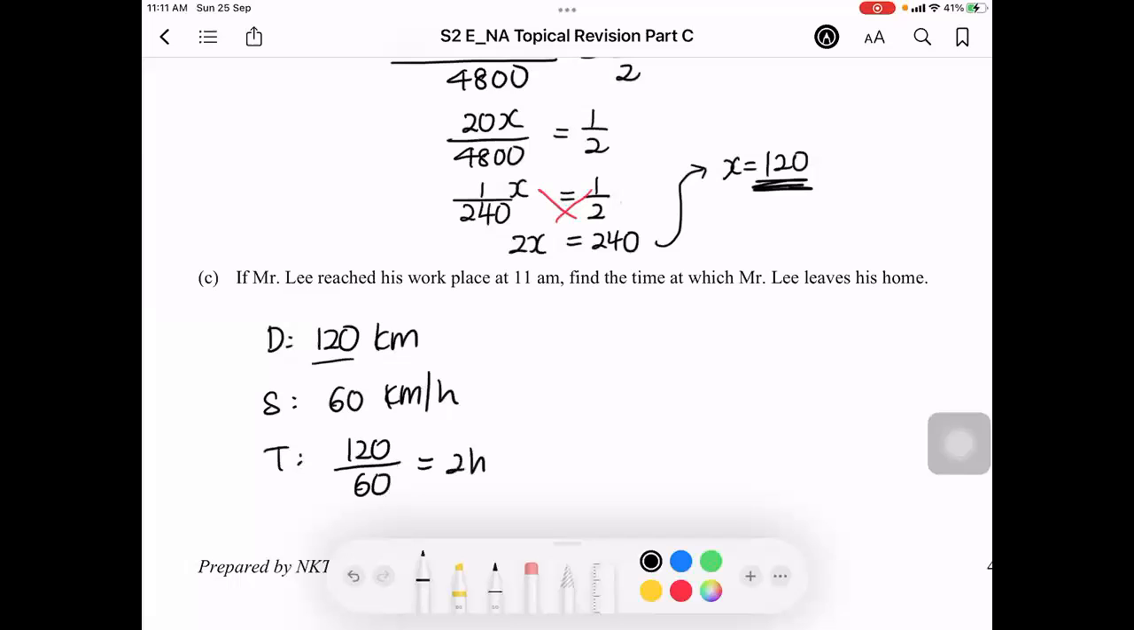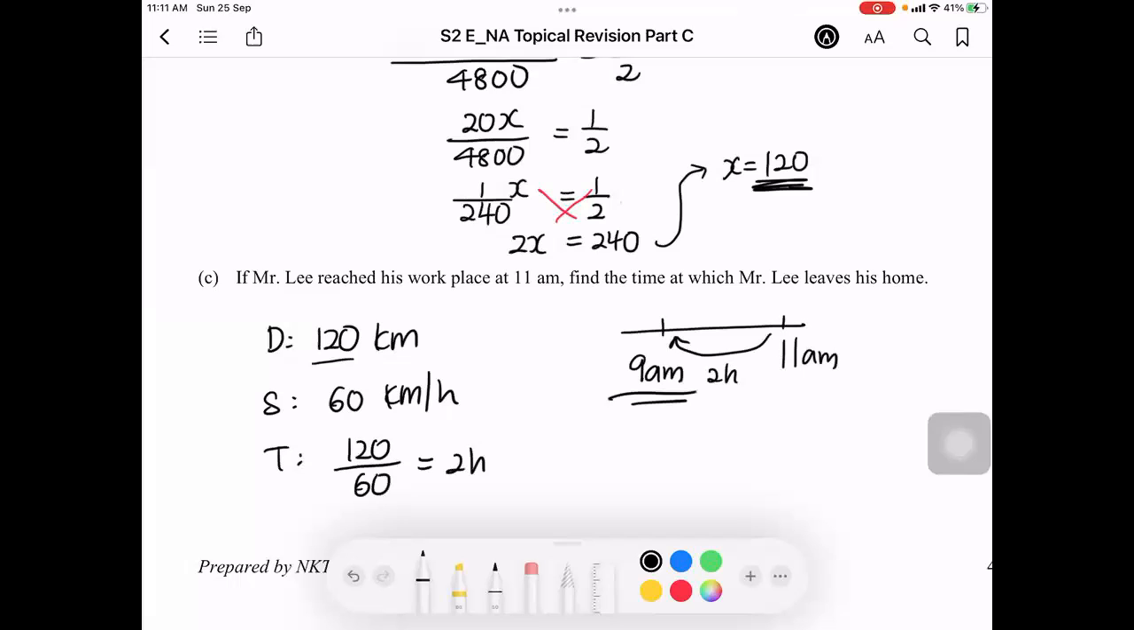I want to reach at 11 a.m. Right, so I need to travel 2 hours before, that will be 9 a.m. So the time he leaves his home is 9 a.m.